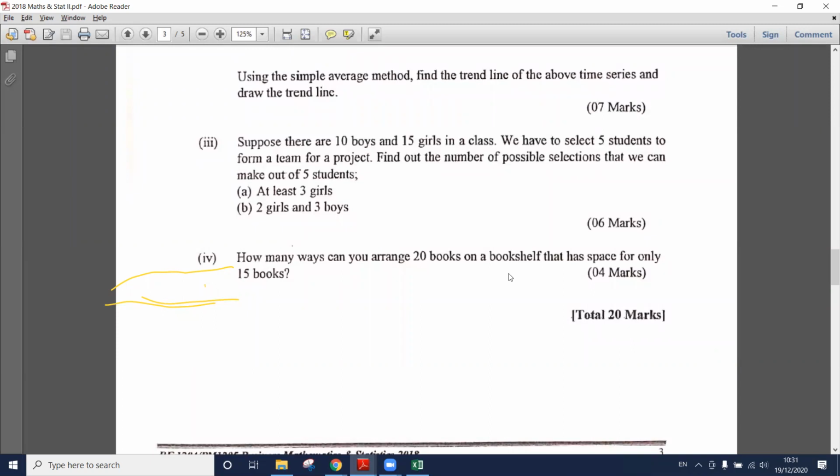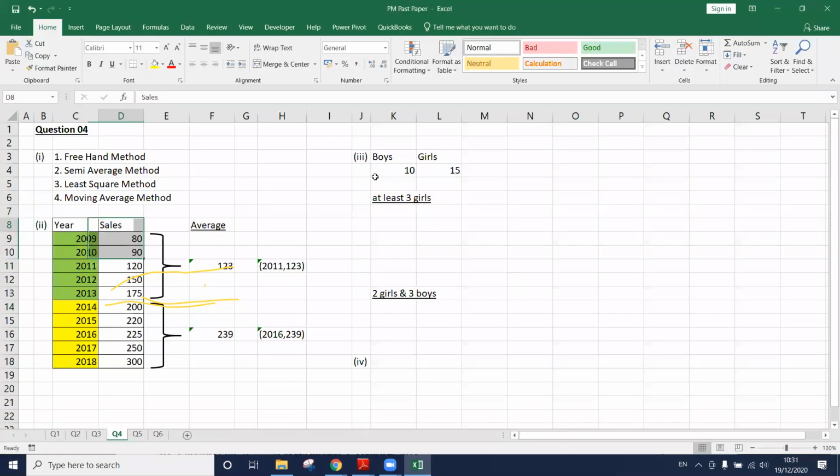Suppose there are 10 boys and 15 girls in a class. We have to select 5 students to form a team for a project. Find out the number of possible selections that we can make out of 5 students. Part A, at least 3 girls. Part B, 2 girls and 3 boys. Right. So here we have 10 boys and 15 girls in a class. Out of this, we need to form a committee consisting of 5 members.